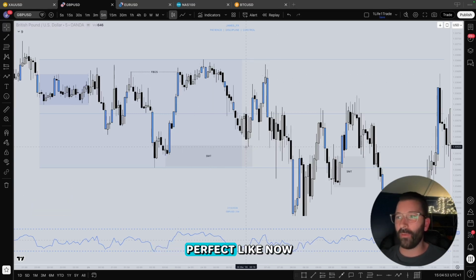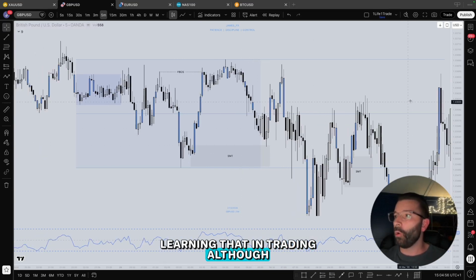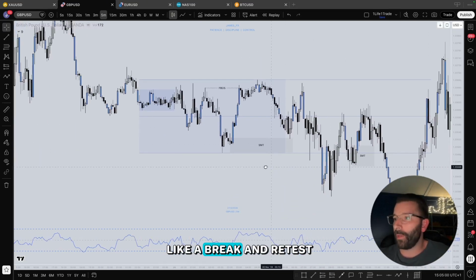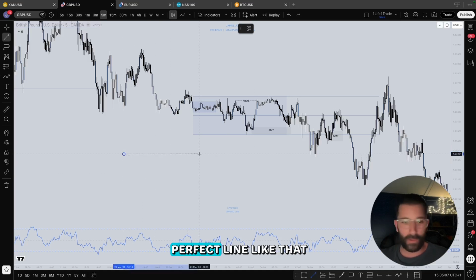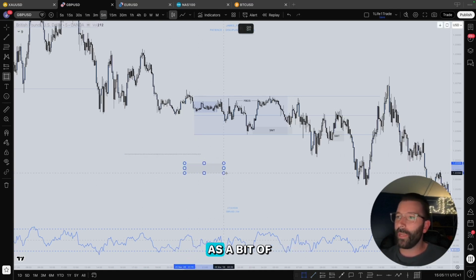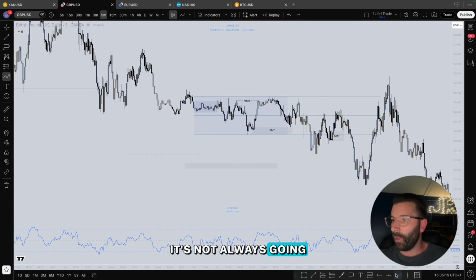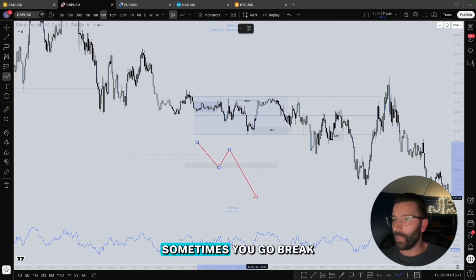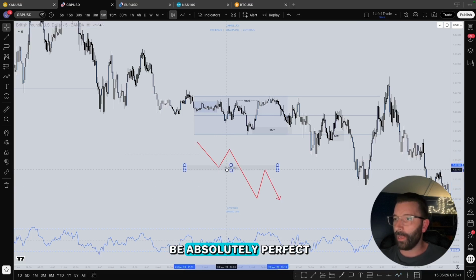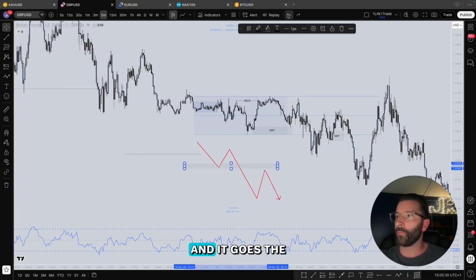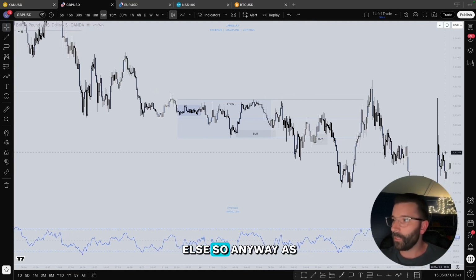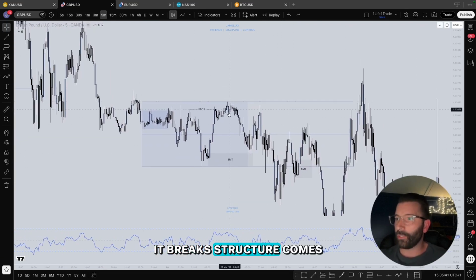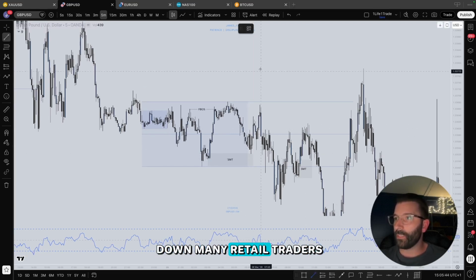It doesn't always touch it perfectly like now. Hopefully by now you're learning that in trading, although we'd like it to be perfect, it's like a break and retest. We don't always go off a break and retest off of literally a perfect line like that. When we do a break and retest, we make it as a bit of a zone. It's not always going to be absolutely perfect. Sometimes you go break and retest, it might go just a little bit below. And it goes the same with SMTs, with FBOSes and everything else. So anyway, as you can see, it breaks structure, comes down. Many retail traders will get in.